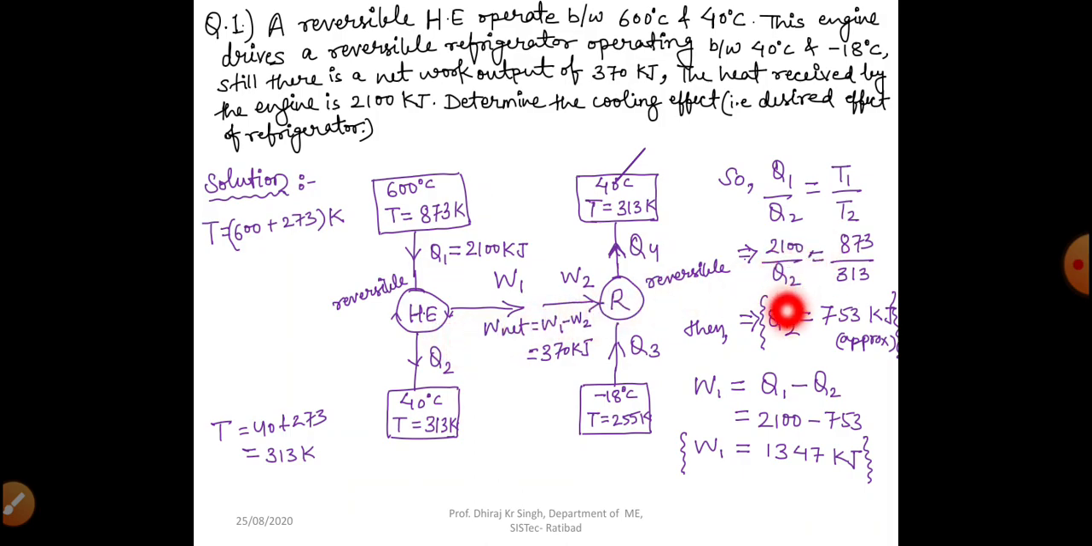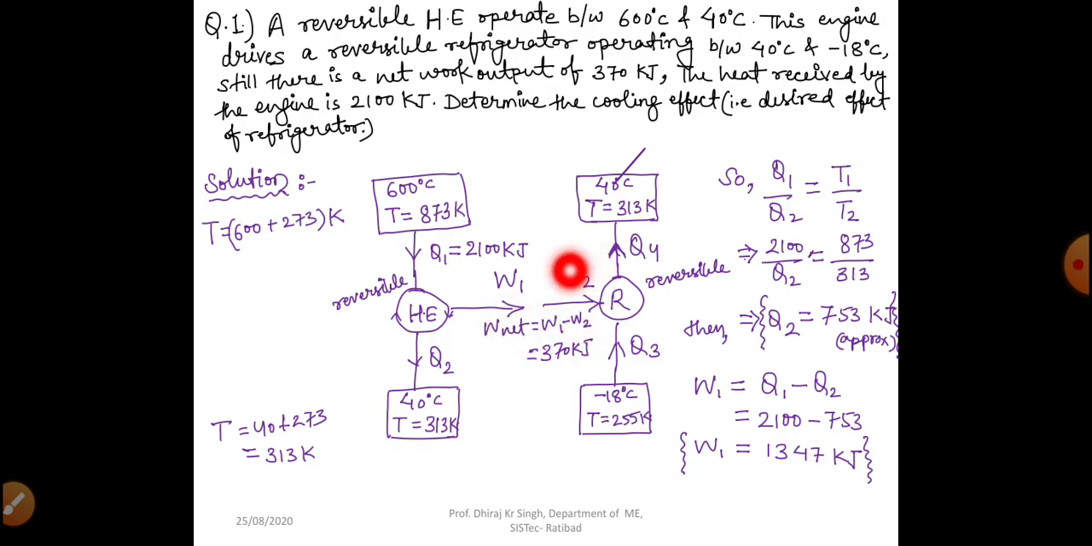Q1 is 2100, T1 is 873 Kelvin and T2 is 313 Kelvin. So we have found Q2 as 753 kilojoule. Now, to find the work output, or W net, of the heat engine, W1 is equal to Q1 minus Q2. We can easily find W1 because now we have the value of Q2. Q1 is 2100 minus Q2 of 753, so the value of W1 is 1347 kilojoule.